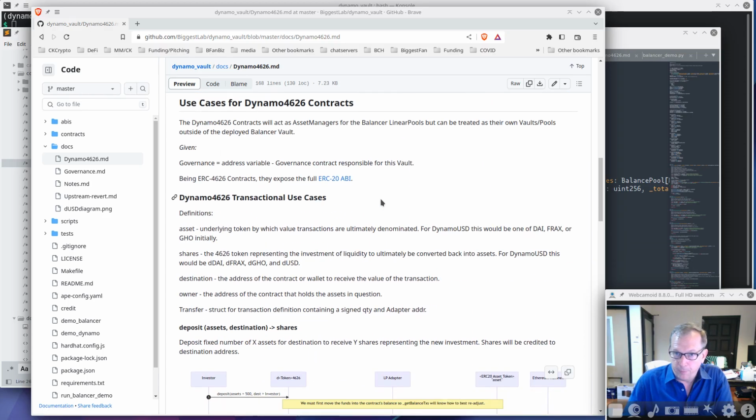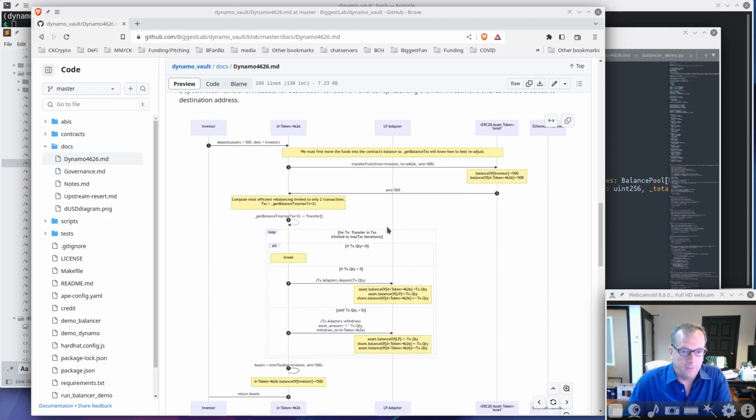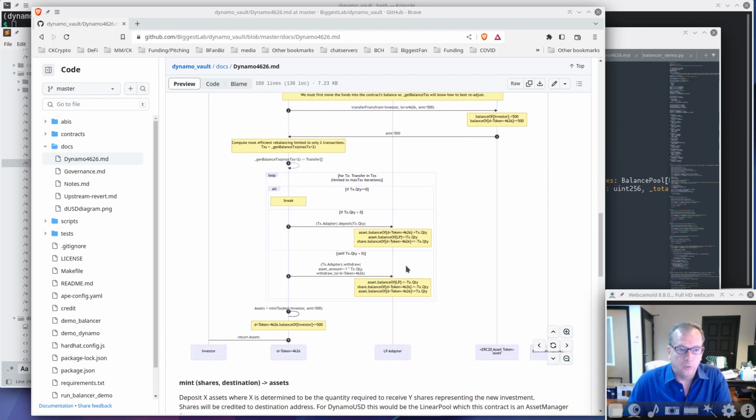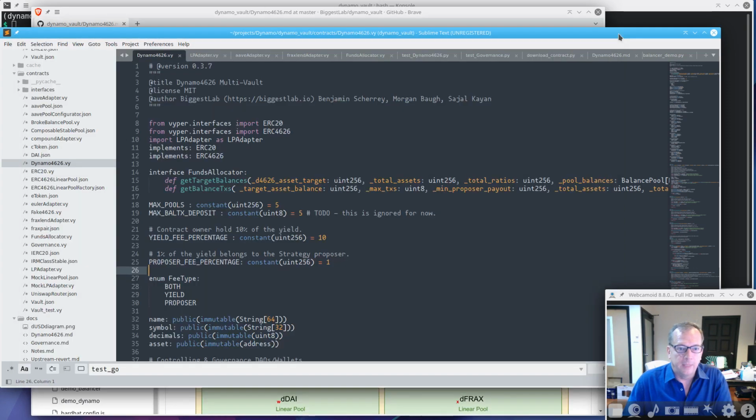In our formal documentation, we have formal descriptions of all parts of it, and we have use cases defined in sequence diagrams for all the core use cases of the contract, if you want to go on and do a more formal investigation of the code. But we're not going to do that today. So here is the 4626 contract.